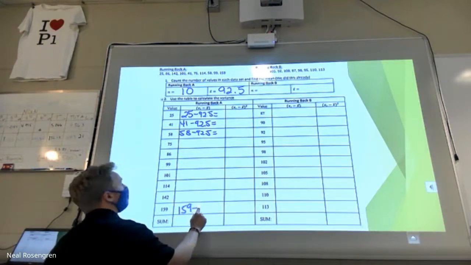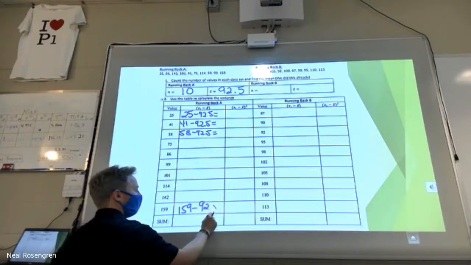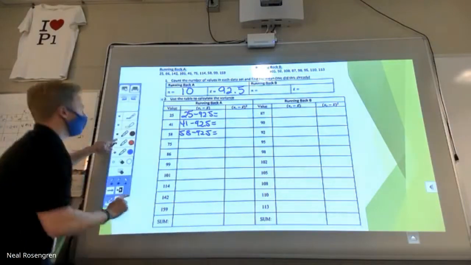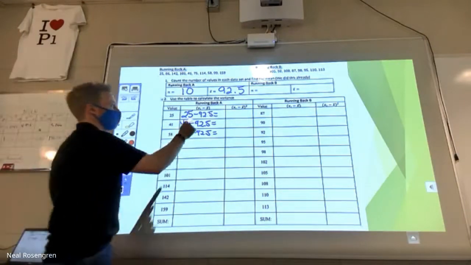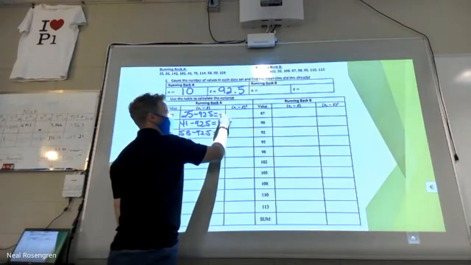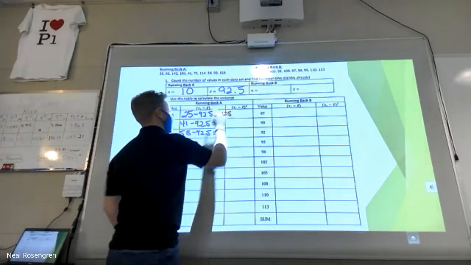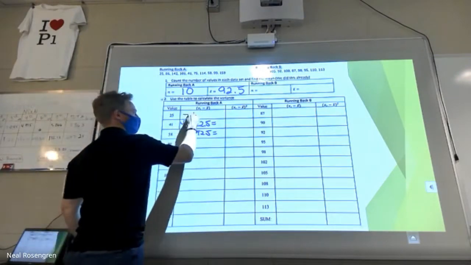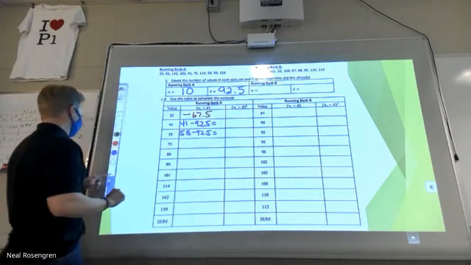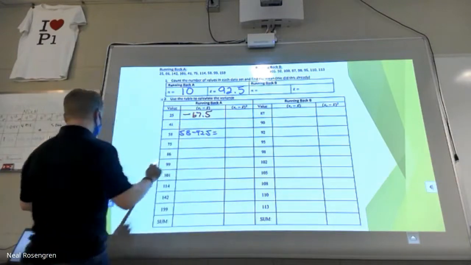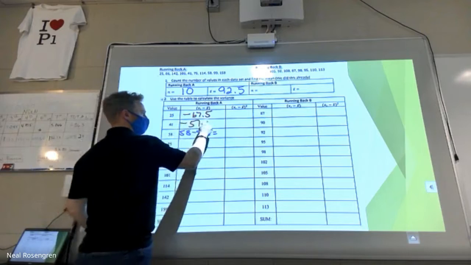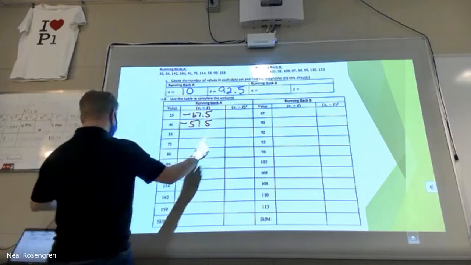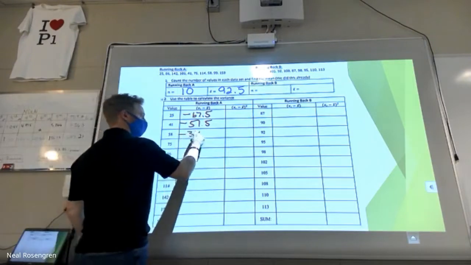Take your number, subtract the mean. Even with the negatives, I got to know what it is. I'm going to erase that. I need some space. Galen, 25: negative 67.5. Okay, so I'm going to erase it because I don't think I need to write it. Patrick, 41: negative 51.5. Matt? Negative 34.5. Cool.